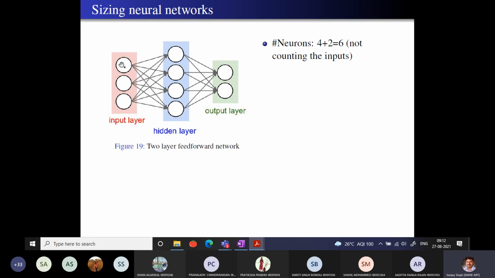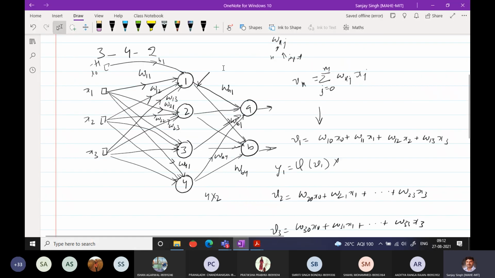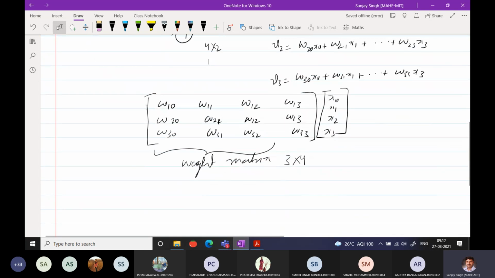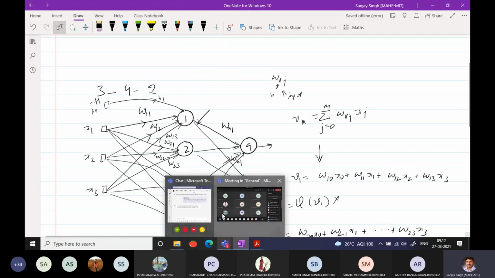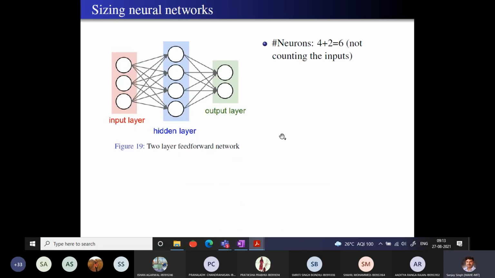Because the input layers are three, we just mentioned 3 into 4. In the example I wrote here, this 3 cross 4 is happening due to this particular part of it. Okay, fine. So the weights are 3 cross 4, plus the weights of this layer, that is 4 cross 2, and that is 20.